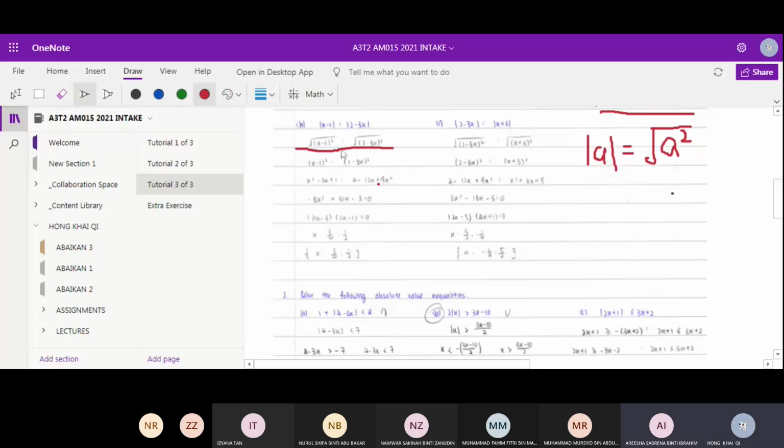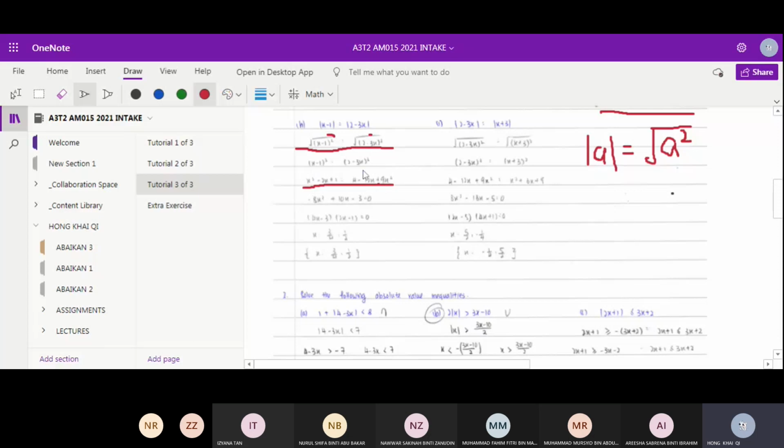Until here. Okay. Then we can cancel the square root. Then we'll be left with x minus 1 bracket square equal to 2 minus 3x bracket square. So we expand, then we'll get x squared minus 2x plus 1 equal to 4 minus 12x plus 9x squared.